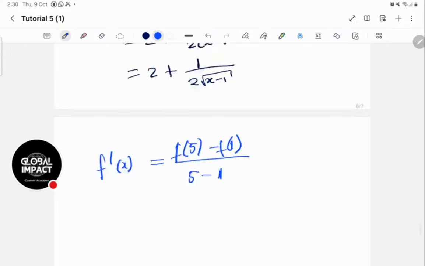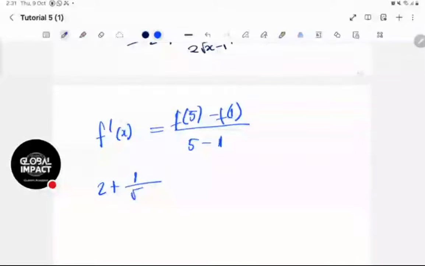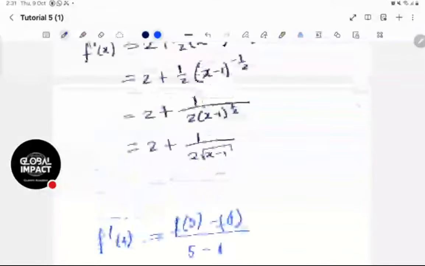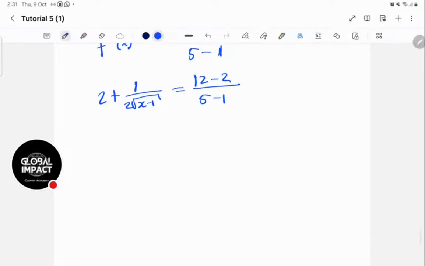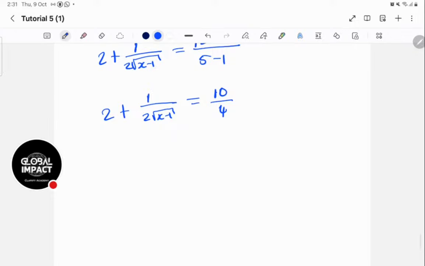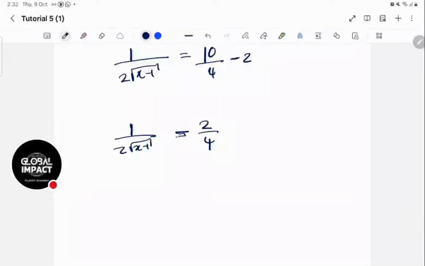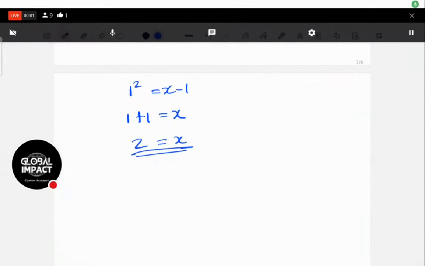So what is my f prime of x? 2 plus 1 over 2 root x minus 1 equals (12 minus 2) all over 5 minus 1, which is 10 over 4. I hope I don't make a mistake now. I don't want to make a mistake in solving such a fraction on the left and the fraction on the right. You want to break the fraction. Okay, sorry for that glitch.